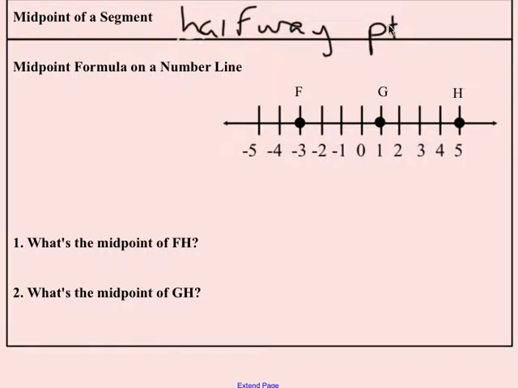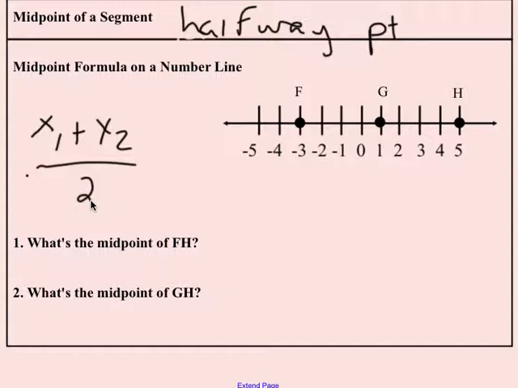So here is the midpoint formula when we're talking about a number line. So we're not talking about a graph. This is just simply on a number line. So if you have a number line, all you're going to do is add your 2 points together that you pick, and then you're going to divide them by 2.